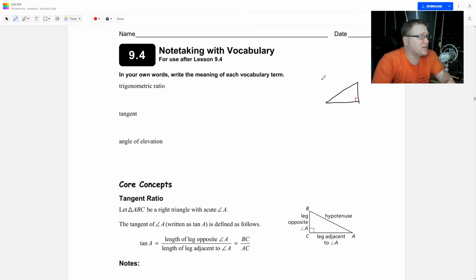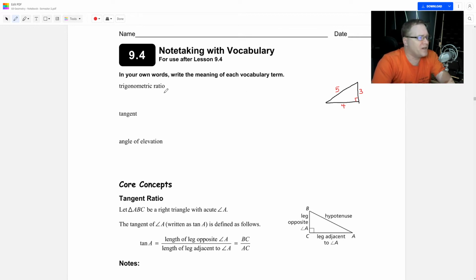Now, let's say that the length of this side is 3. The length of this side is 4. And the length of the hypotenuse, the long one, is 5. All right, and we know that we can have a right triangle with these lengths because this is a Pythagorean triple. Remember we learned that? 3 squared plus 4 squared equals 5 squared. 9 plus 16 equals 25. So this is a Pythagorean triple.